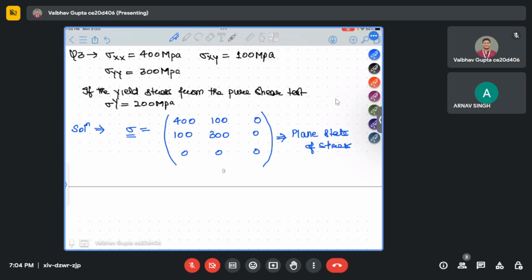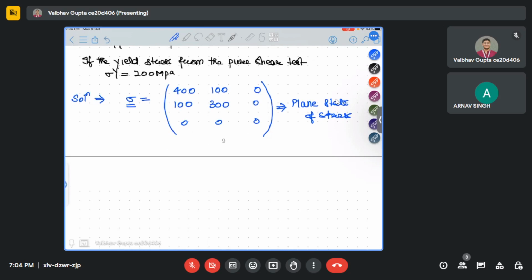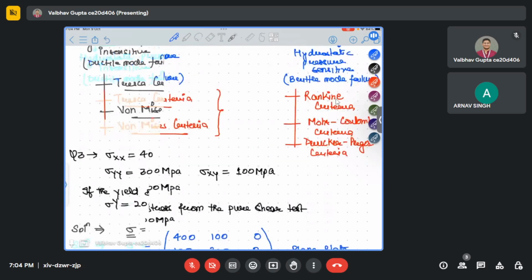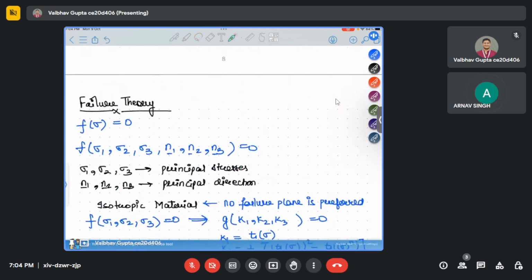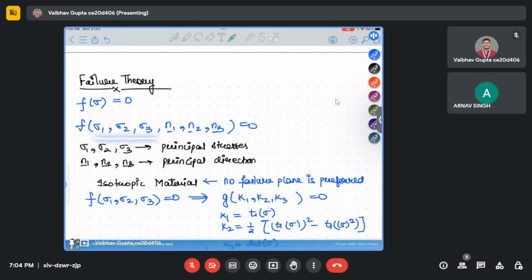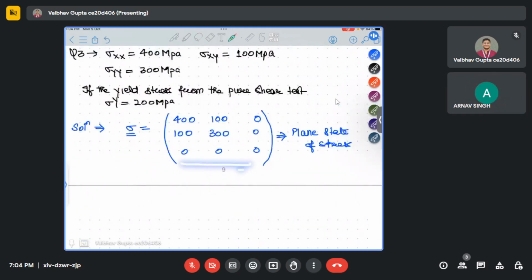Understood? Yes sir. This is the stress matrix, in which sigma xx is 400, sigma yy is 300, and sigma xy is 100. Now first, what I said here is the failure theories are governed by the principal stresses. So this matrix is not a principal matrix. It is a generic matrix.